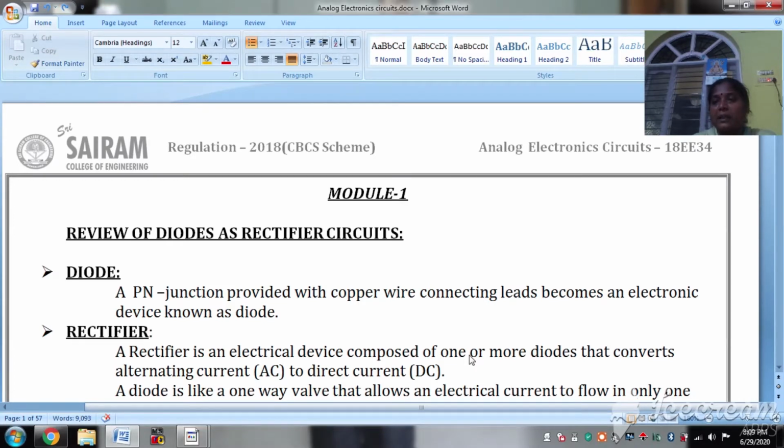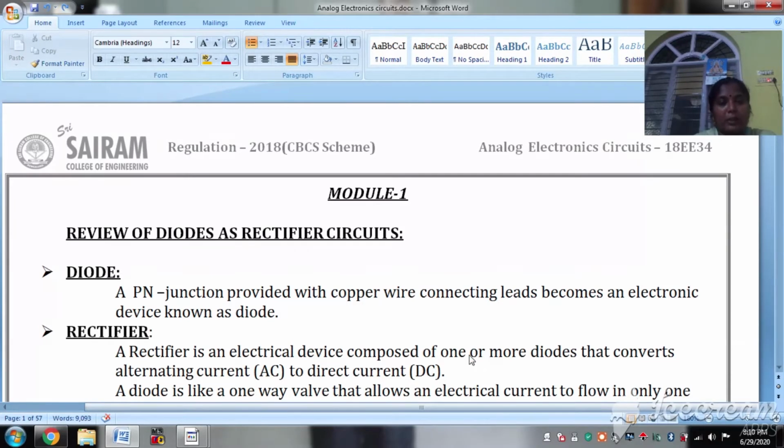Subject code is 18EE34. So first we are going to discuss module 1. Here we are going to see the diodes. What are the applications of diodes we are going to see. Review of diodes as a rectifier.